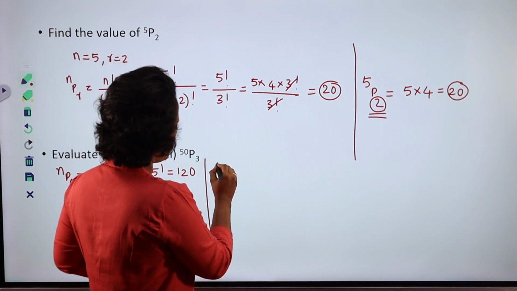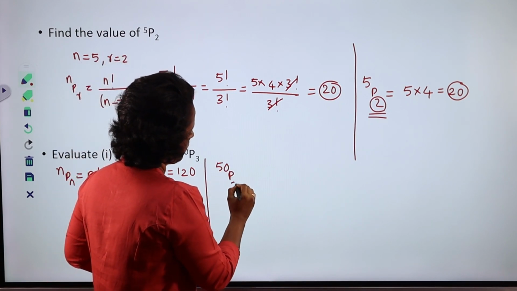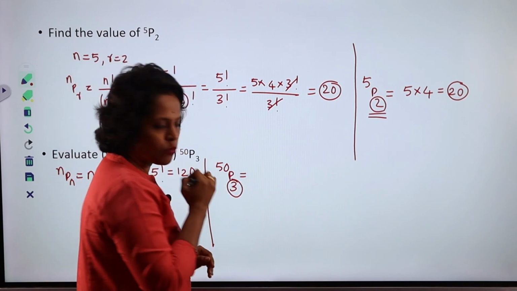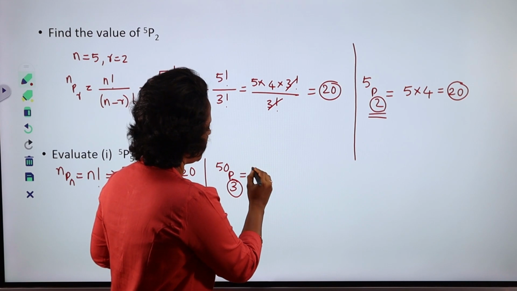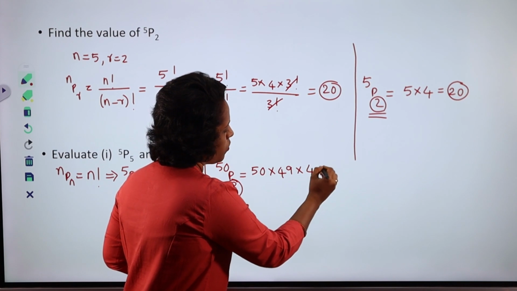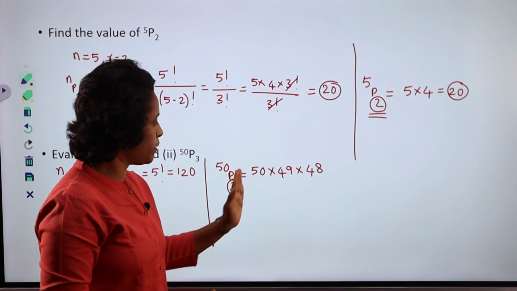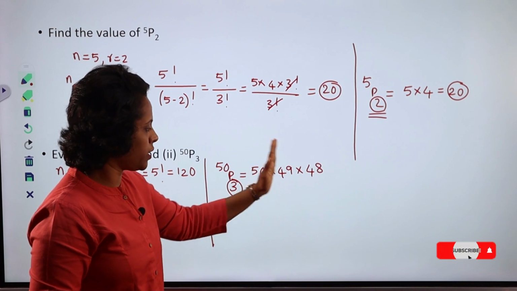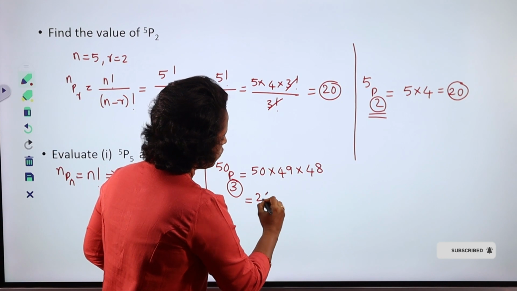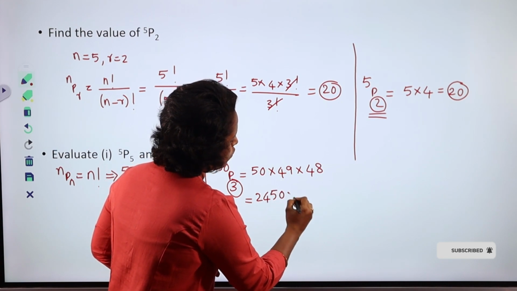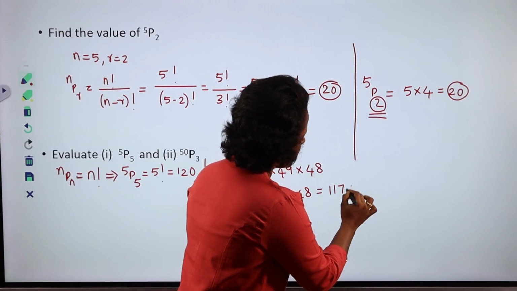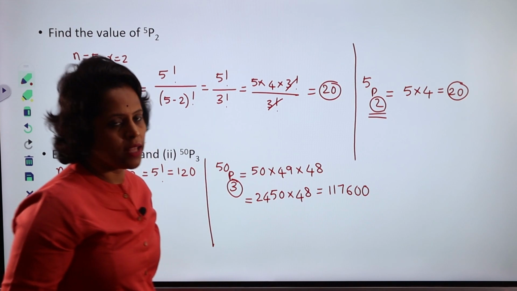Our next question, 50P3. I'll take the multiplication of 3 digits because we are given r equal to 3. Starting with 50, I'll take one more, and one more. Multiplication of 3 digits starting from 50: 50 into 49 into 48. This will be our answer. 50 into 49 is 2450, into 48, which will be equal to 117600. This will be our answer.